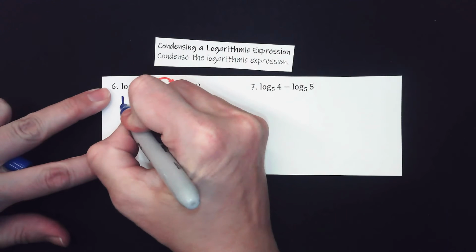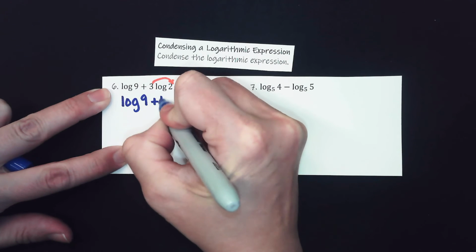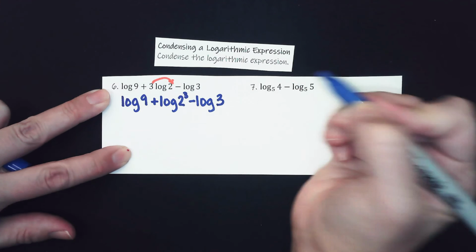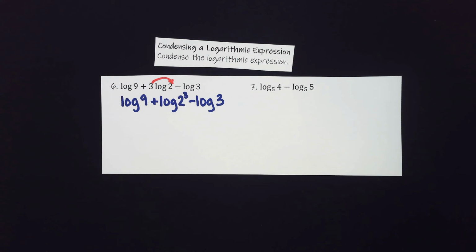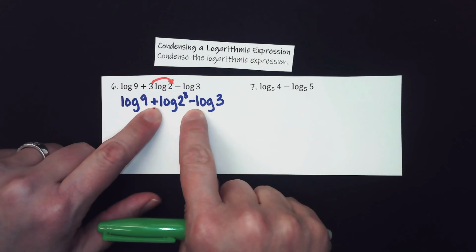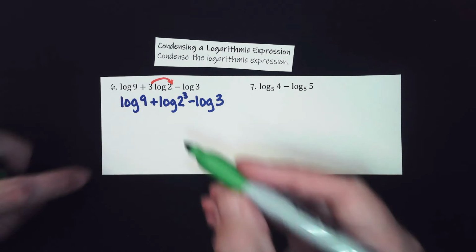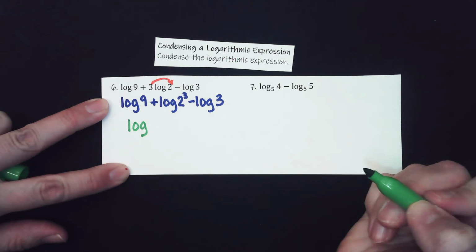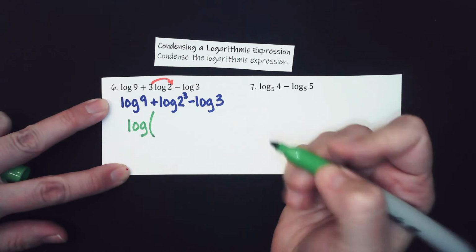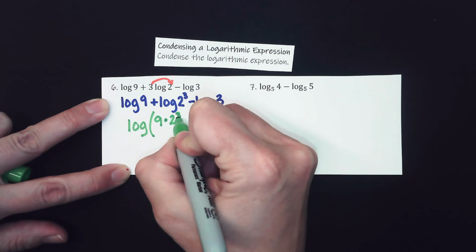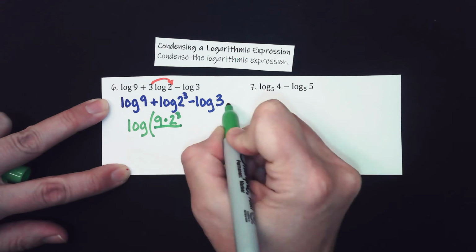Okay? So that leaves me with log of 9 plus log of 2 cubed minus log of 3. And then it's remembering what each of those logs represent, so what each of the signs in between the logs represent. Remember, plus means you multiply what's inside the log. Minus means you divide. So I'm going to have log, it's the same for all. Now inside I know I have a 9, and I'm going to multiply it by a 2 cubed. That minus means I'm going to divide it by the 3.